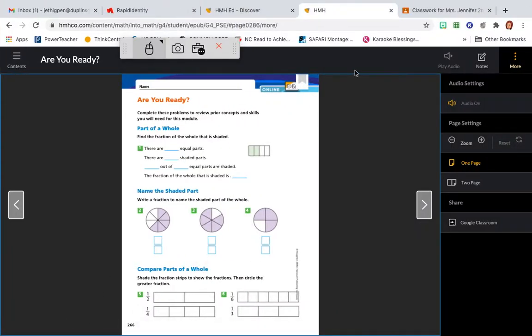We're going to begin Module 11 today on page 266 in your math workbook. And our focus in Module 11 is fractions: comparing fractions, looking at them, and how to write fractions. That's what we're going to be looking at in this module.